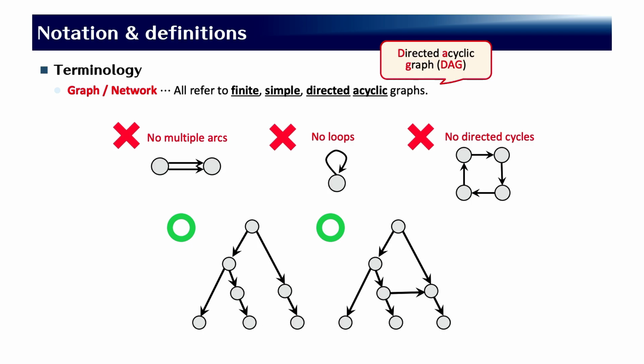In this lecture, I'll use the terms graph and network interchangeably. All graphs considered here are finite, which means that both the number of vertices and the number of arcs are finite, and simple, which means no multiple arcs and no loops. And directed, which means every edge is oriented, and acyclic, which means no directed cycles. The two figures at the bottom are examples of such a graph.